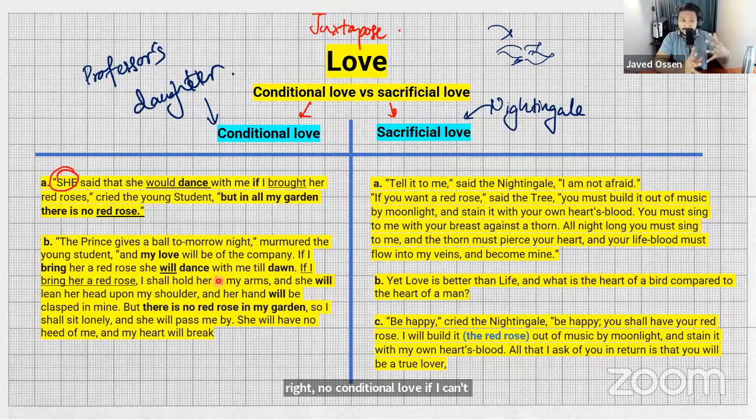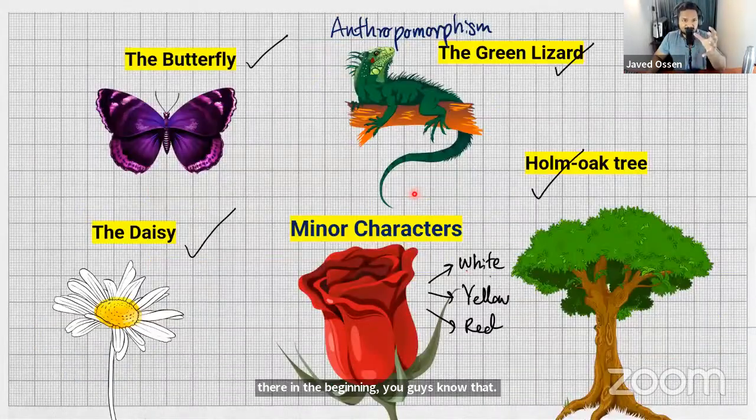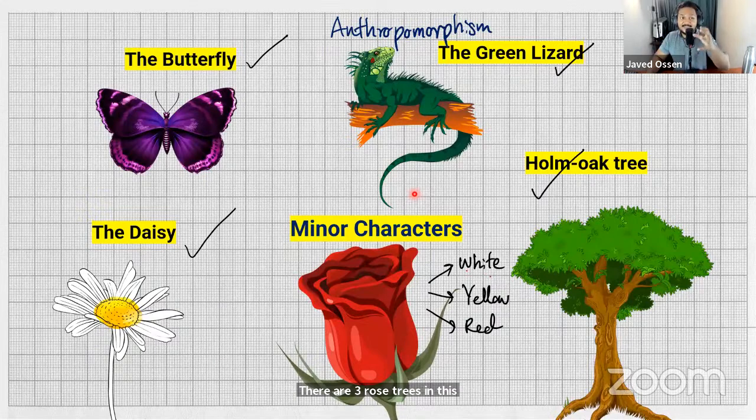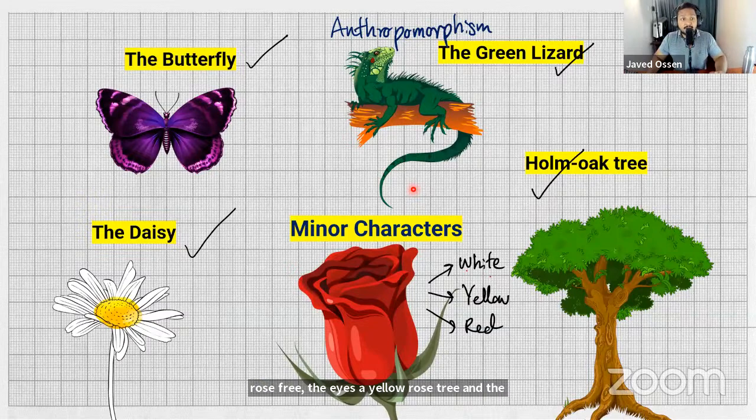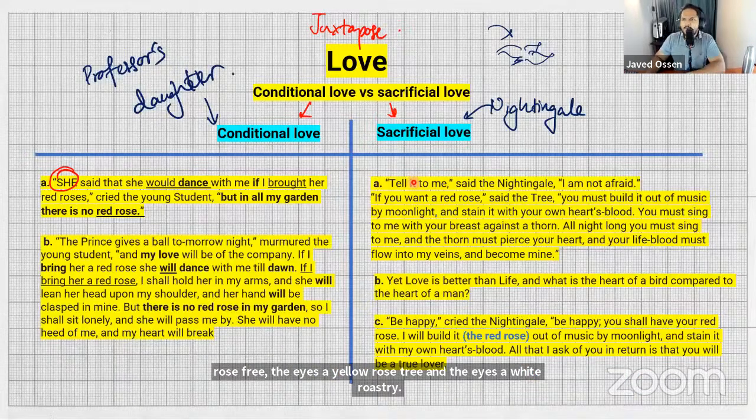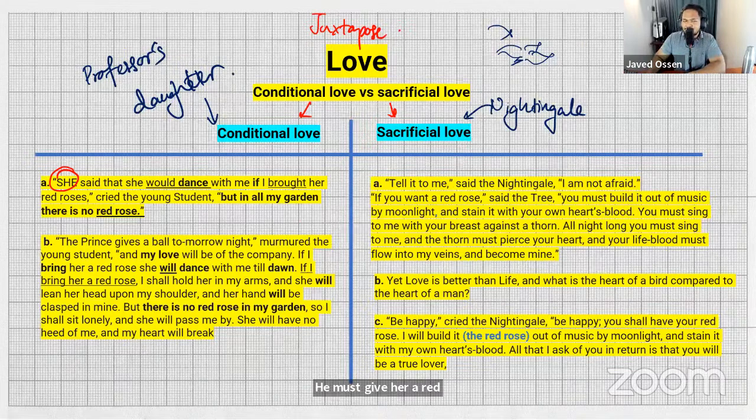So you see that the professor's daughter represents what love, Nangi? Conditional love. In order to dance with the professor's daughter, the young student has to bring her what rose? A red rose. Those of you who were there in the beginning, you know that there are 3 rose trees in this story. There is a red rose tree, there is a yellow rose tree, and there is a white rose tree. He must give her a red rose, no other rose, right? However, now, because the young student can't find a red rose, how can you prove that the young student can't find a red rose?